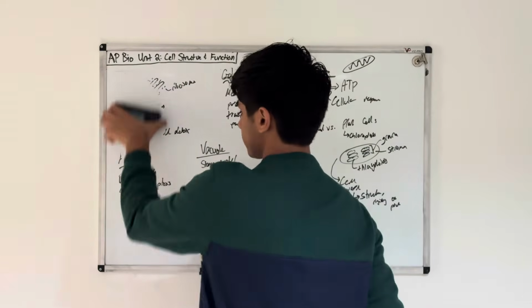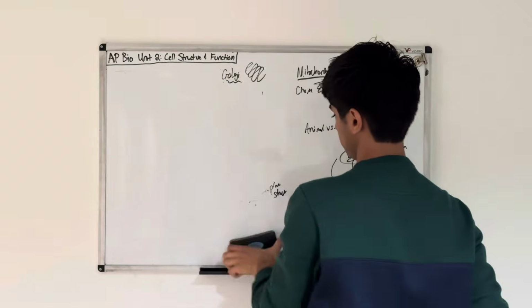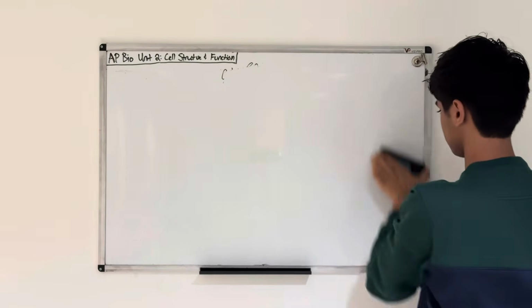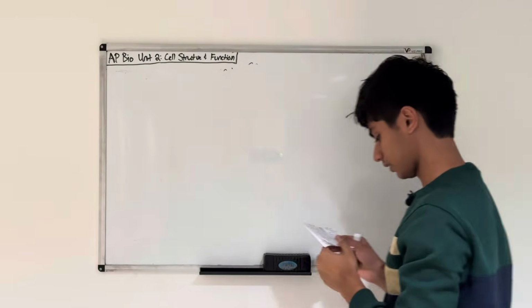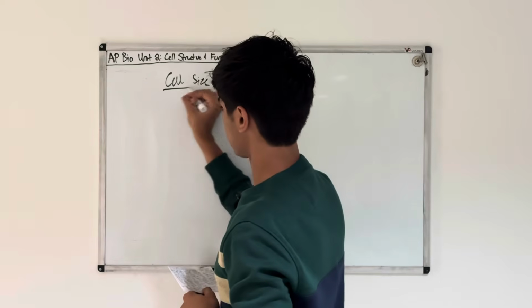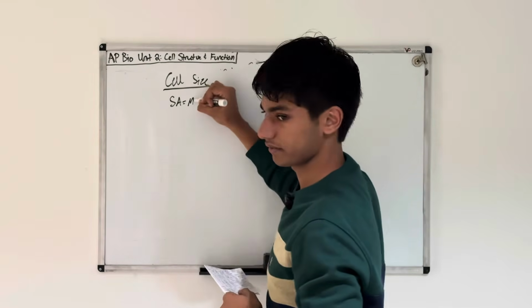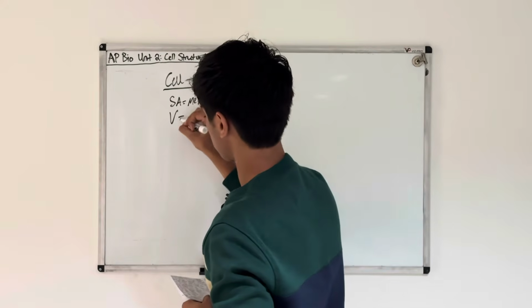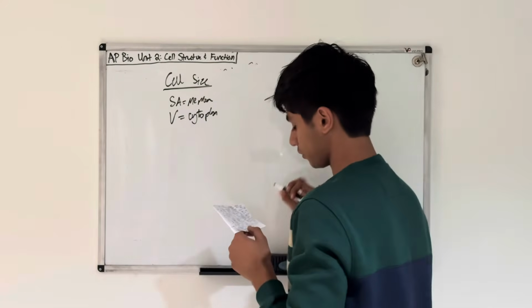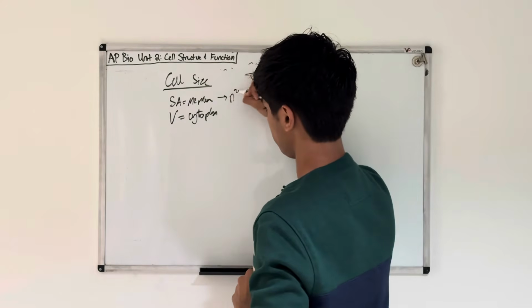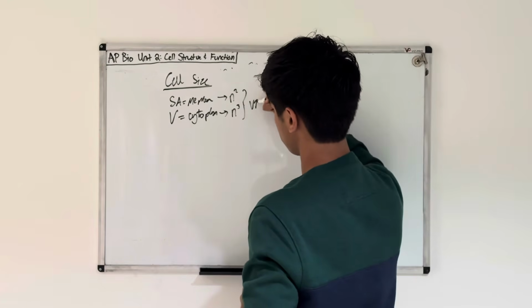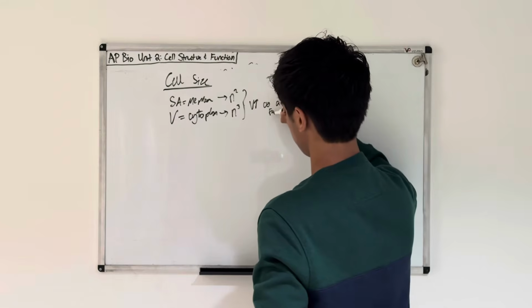Next, let's talk about cell size. When we're looking at cell size, we're looking at the surface area, which is given to us by the size of the membrane, and volume, which is given to us by the size of the cytoplasm or the fluids in there. We know the surface area goes by n squared, versus volume, which goes by n cubed. From this, we can see that volume increases at a faster rate than surface area.